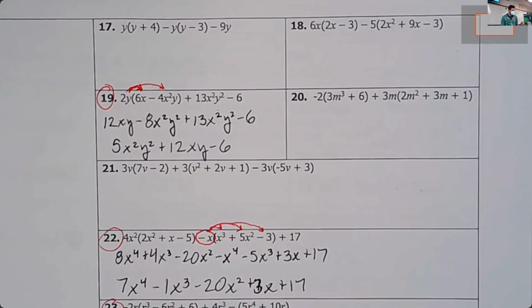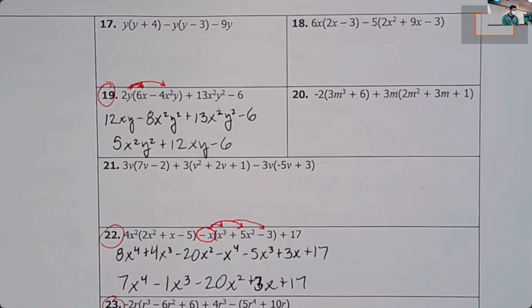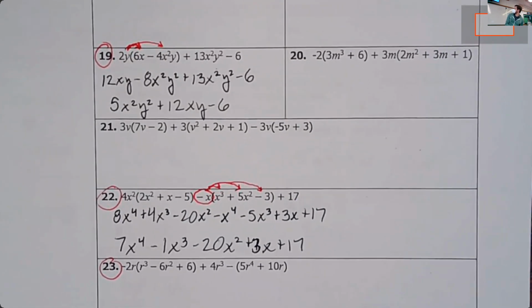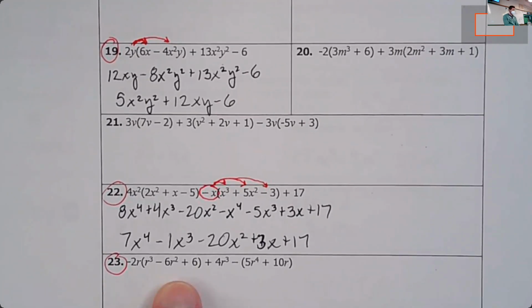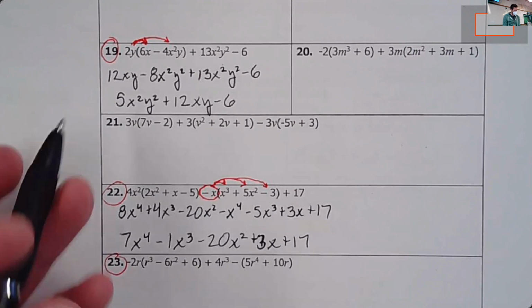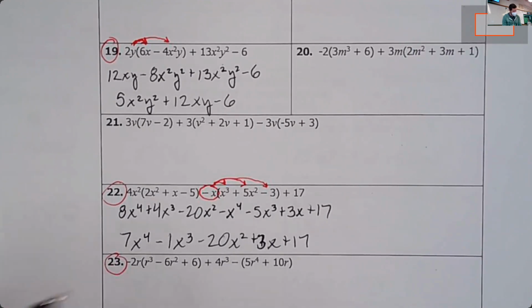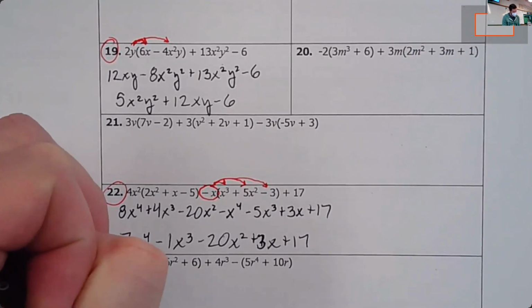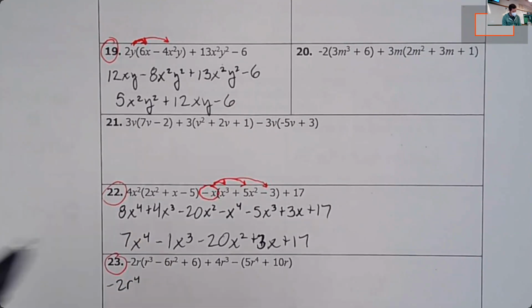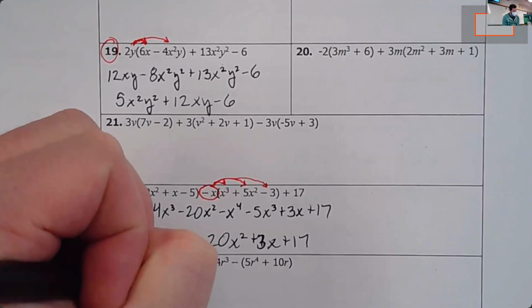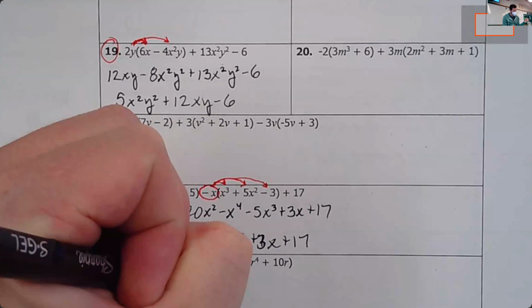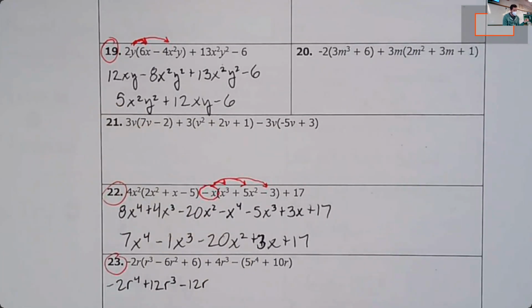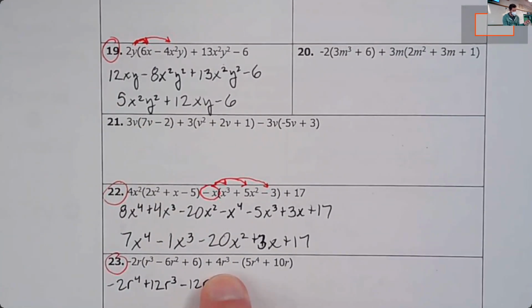All right, 23 gets a little bit more challenging. And that's because of how it's written here. So the first thing we're going to do, we'll go ahead and distribute everything into the first set of parentheses. There's no problem there. So negative 2 and then r times r to the third would be negative 2r to the fourth. Negative 2 times negative 6 is positive 12. Add the exponents. 2 and 1 is r to the third. And then negative 2 times 6 is negative 12 with an r. So minus 12r. And then we have a plus 4r to the third.